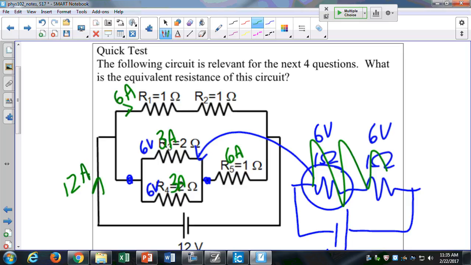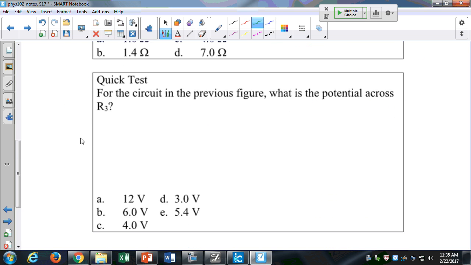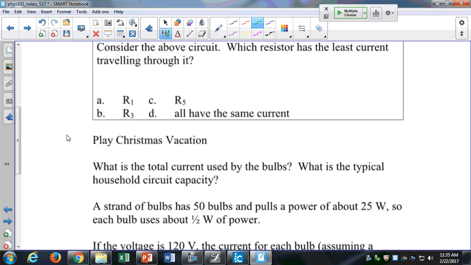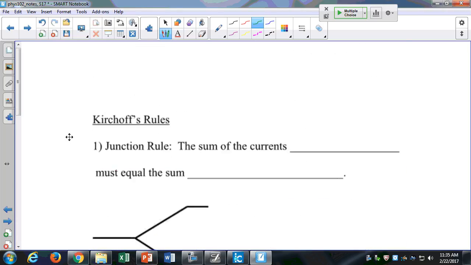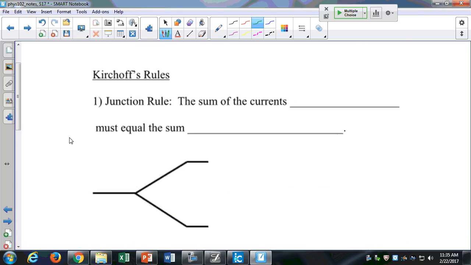Okay? All right. Just sort of rewind about a minute and a half, and just consider that lost time. All right. We're going to skip this Christmas vacation right now. We might come back to it. It really fits more in with our household circuits. So I want to just get that later when we do household circuits.